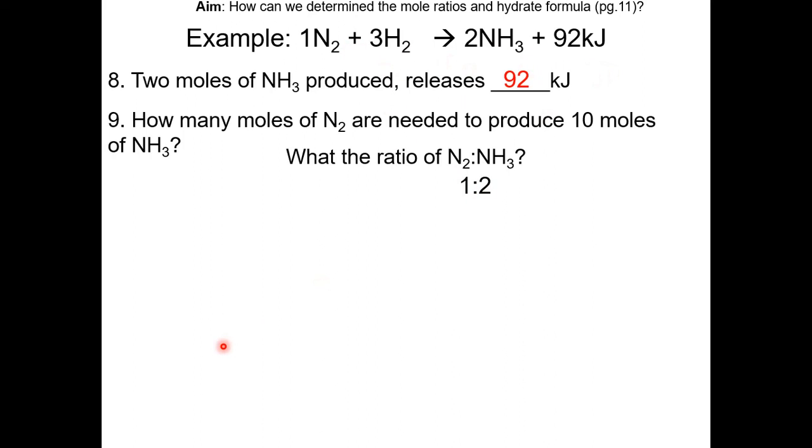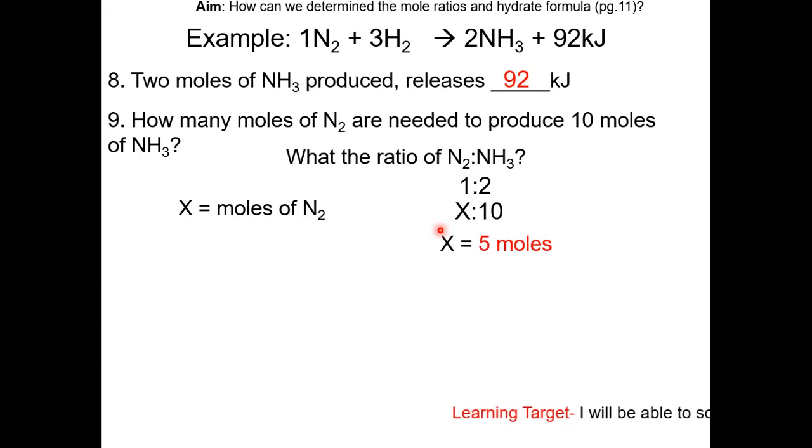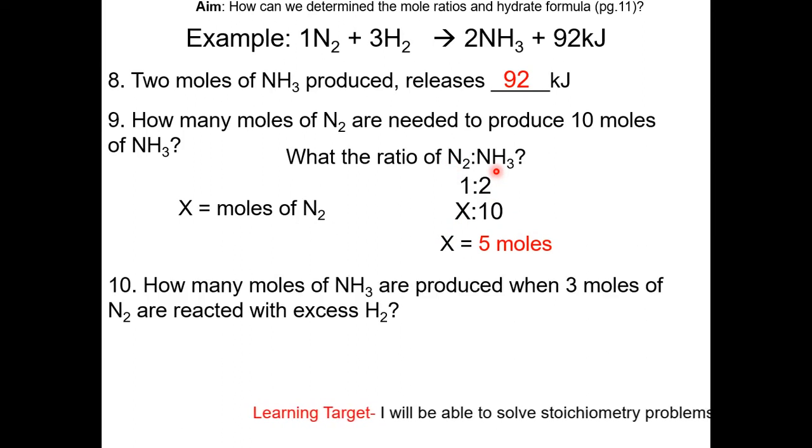Next, we set up a proportion. So we want to produce 10 moles. How much N2 do we need? So X is the moles of N2. If we cross multiply, we get X is 5 moles. We need 5 moles of N2 to produce 10 moles of NH3.